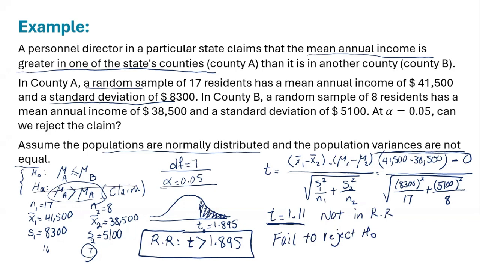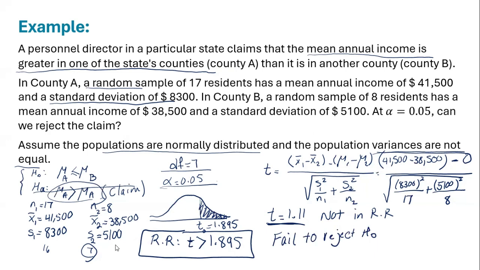If you reject the alternative, you're kind of rejecting the claim. But when the claim is on the alternative, I'm supposed to support it, but I'm rejecting now. So what should I say? I say there is not enough evidence at 5% level of significance to support the claim that the mean annual income in country A is greater than country B. That's the final answer. So this is how we work on the problem manually.